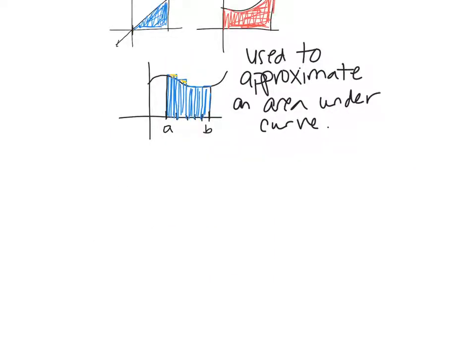Now, we're going to have 3 different types of approximation. We're going to have LRAM, which is going to take everything from the left side and over. So let me go ahead and show you what that would look like.